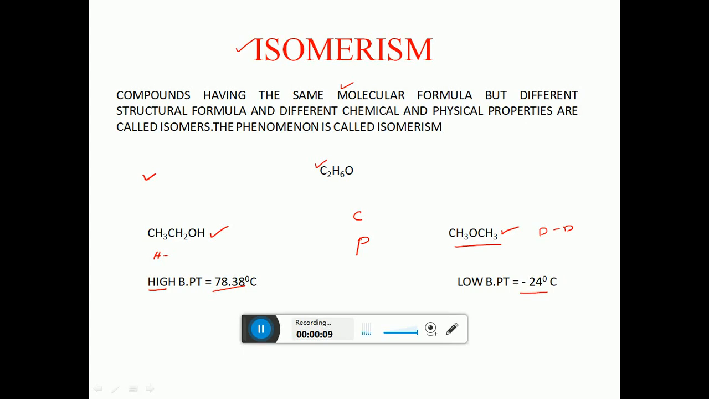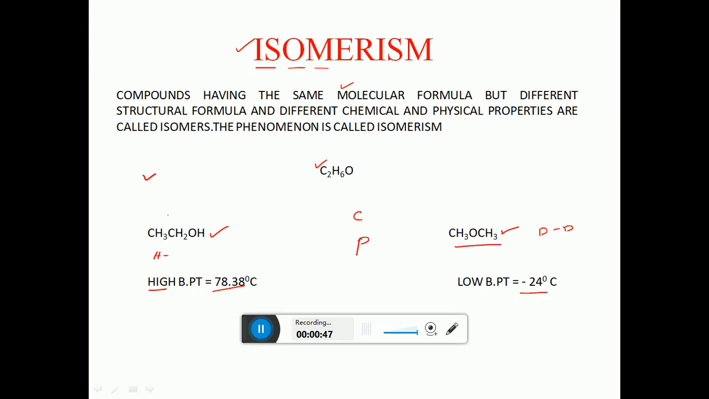Hello, hi students. So in this lecture we are going to discuss the concept of isomerism, or what type of compounds we call isomers. For example, I'm taking the molecular formula C2H6O. With this molecular formula we can write two structures. One is CH3CH2OH, ethyl alcohol. Another is CH3OCH3, dimethyl ether.